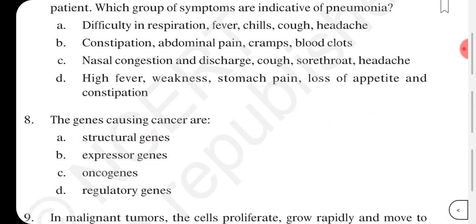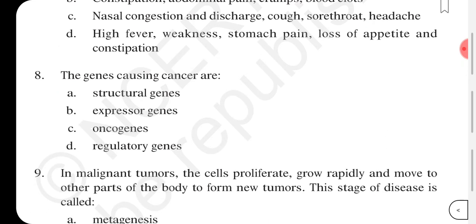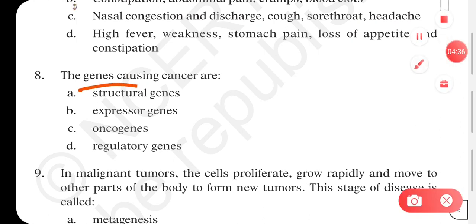Okay, so moving on to the next question. Genes causing cancer are structural genes, expressor genes, oncogenes, or regulatory genes. So the cancer causing genes are called oncogenes. Option C. Oncogenes are the genes causing cancer.